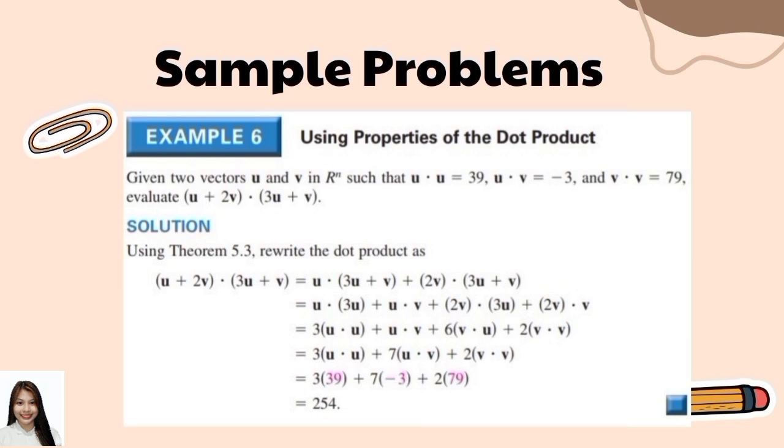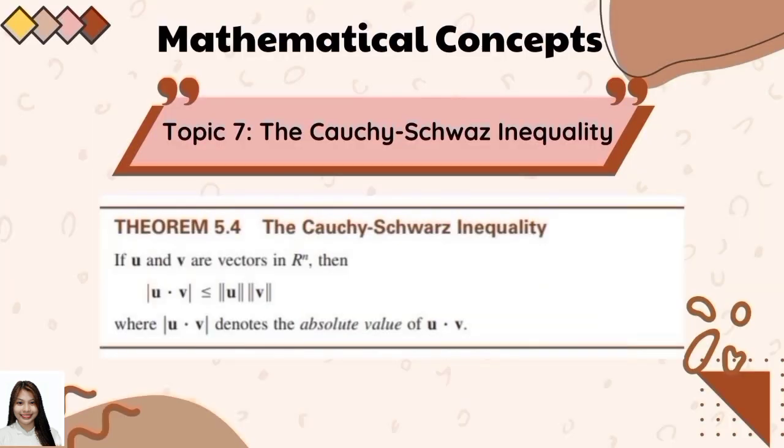This equals 3(u · u) + u · v + 6(v · u) + 2(v · v), which is again 3(u · u) + 7(u · v) + 2(v · v) = 3 times 39 plus 7 times -3 plus 2 times 79 = 254.